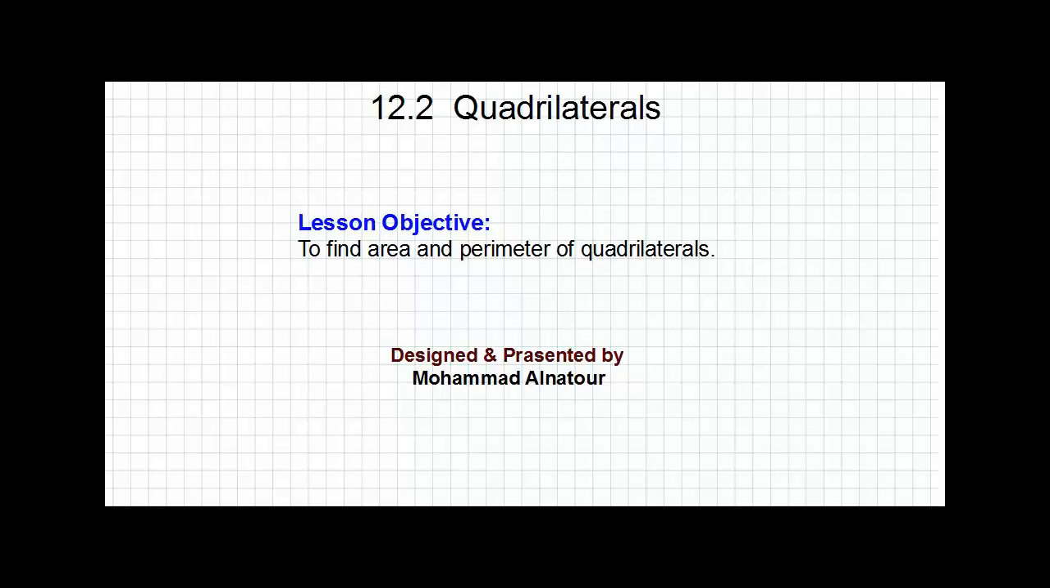A quadrilateral is a closed polygon which has 4 sides. But we have different types of quadrilaterals. We will study some kinds of these quadrilaterals. The first one is the rectangle.